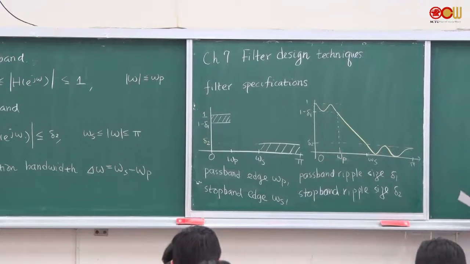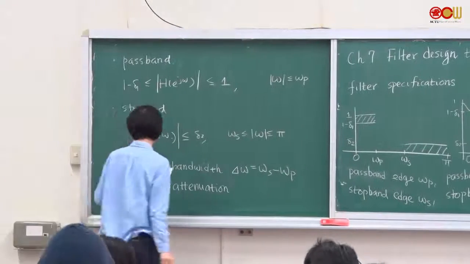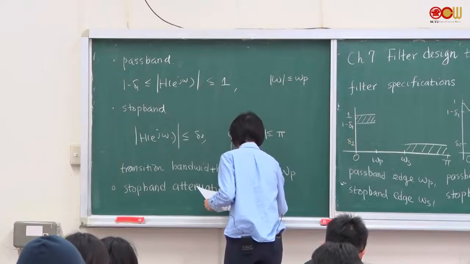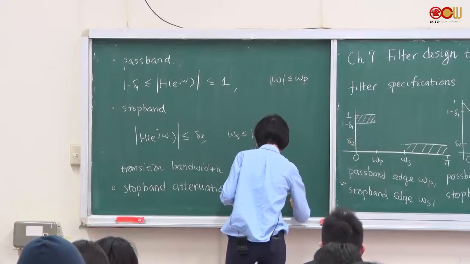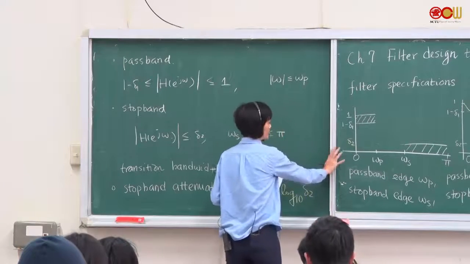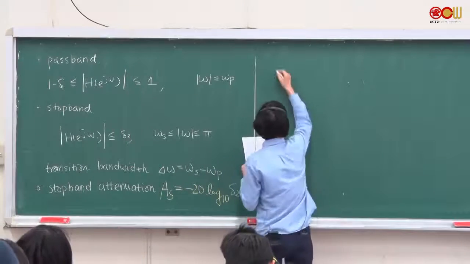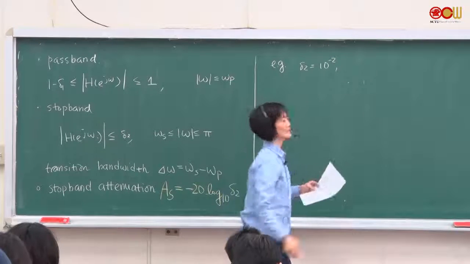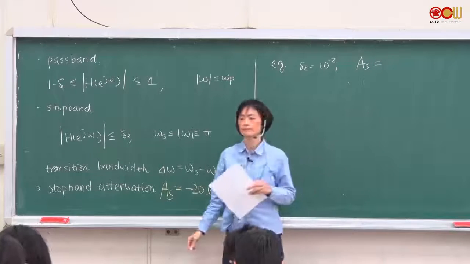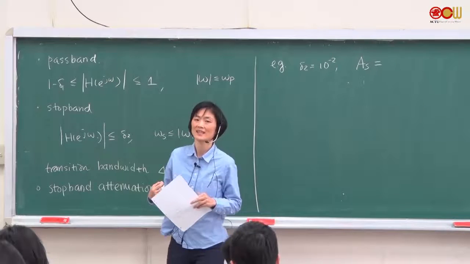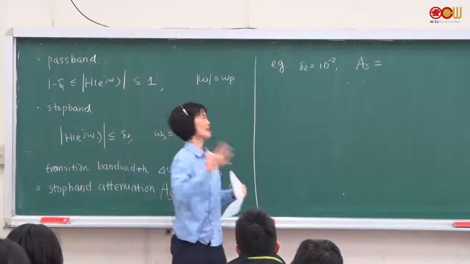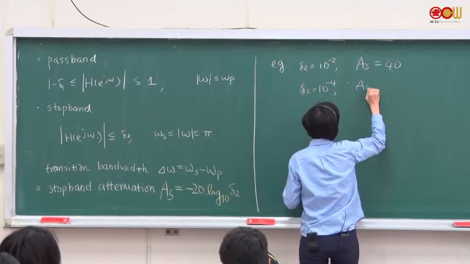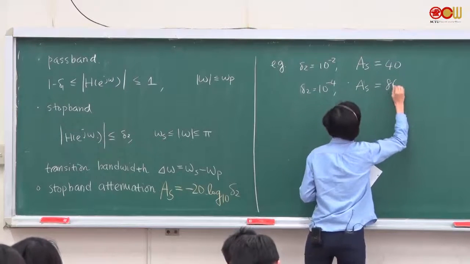Okay, and there is something called stopband attenuation. How is stopband attenuation defined? It's A_S equal to minus 20 log base 10 of delta 2. That's the stopband attenuation. So for example, if our delta 2 is 10 to the minus 2, then what is our stopband attenuation? 40, right? Or when delta 2 is 10 to the minus 4, then A_S is equal to 80.